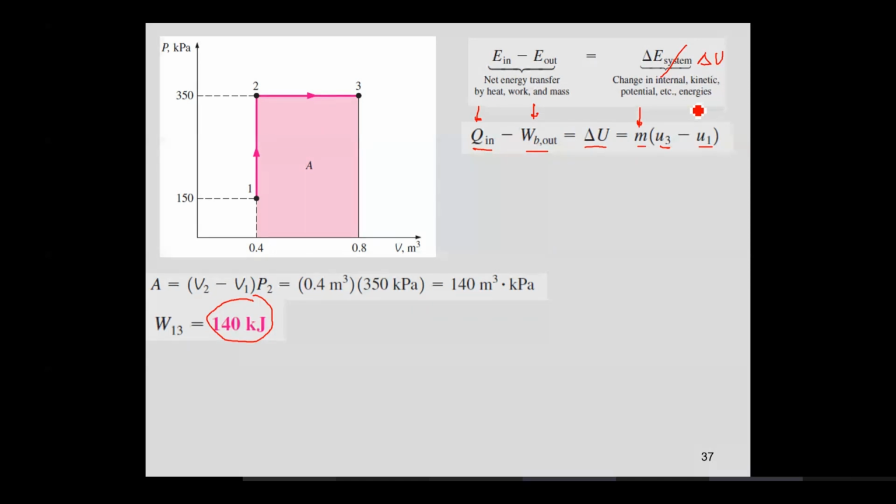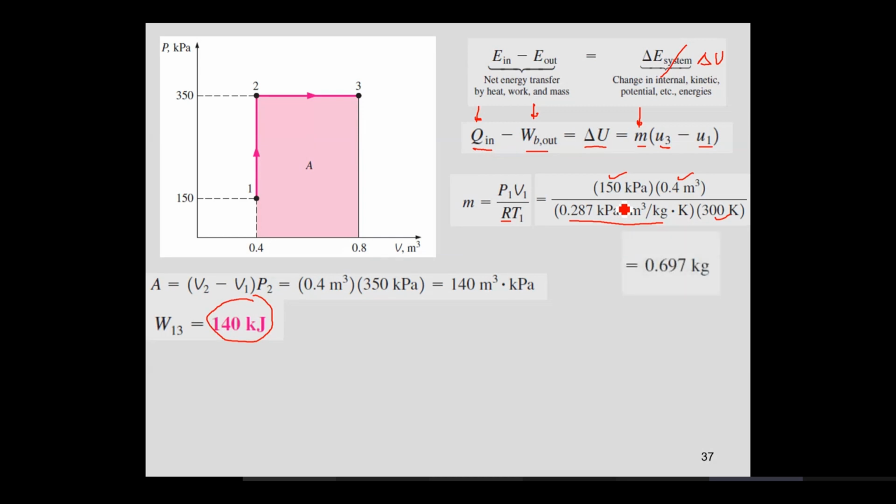Beta, again, we have assumed air to be an ideal gas. When you have an ideal gas, your pressure, volume, and temperature are known to you. Remember that for an ideal gas, mass is P1 V1 over R T1. R is the gas constant for air, which you can find from table A2A. You just have to plug in the values, 150 kilopascal, volume, temperature in Kelvin, and this R gas constant for air as an ideal gas, and that would give you the mass of the system.